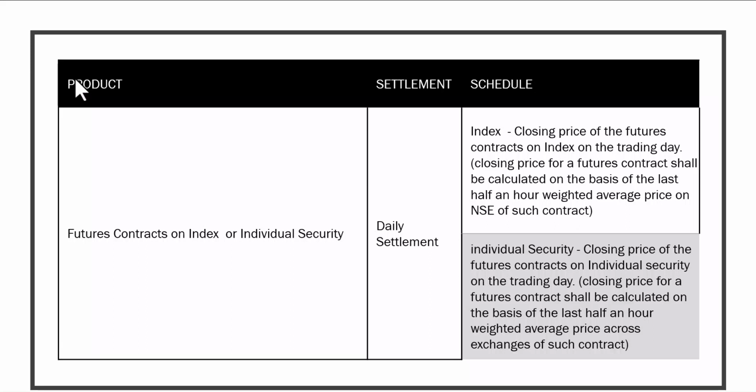Okay. Now is mark-to-market settlement. So every day, if you are making a profit, the profit is going to be credited to your account. If you are making a loss, then that loss is going to be debited to your account. Okay. So you have to have enough money in your account to take care of either loss or profit.